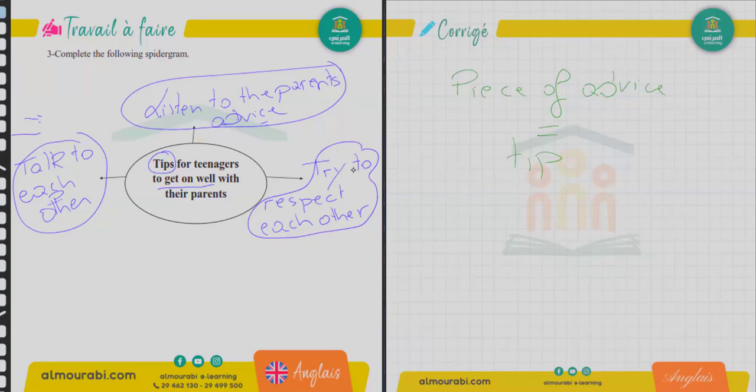There are many other tips. The main tips here: being a good listener, talking to each other, and of course respecting each other. That's crucial. That's very, very, very important. C'est clair. Bien. Yes. Yeah.